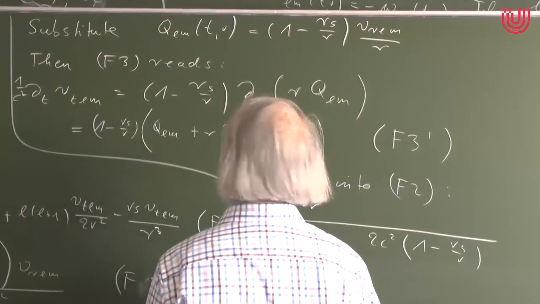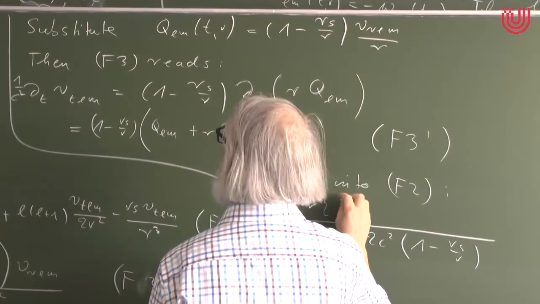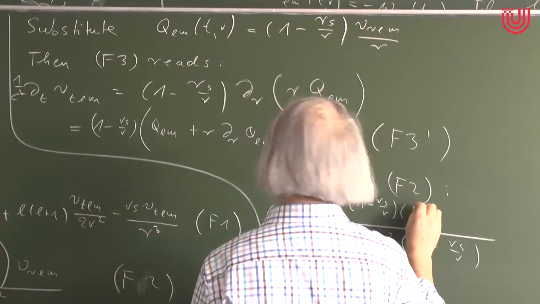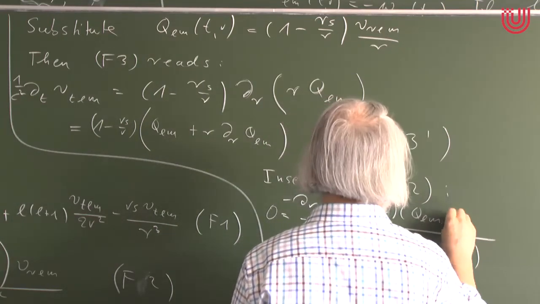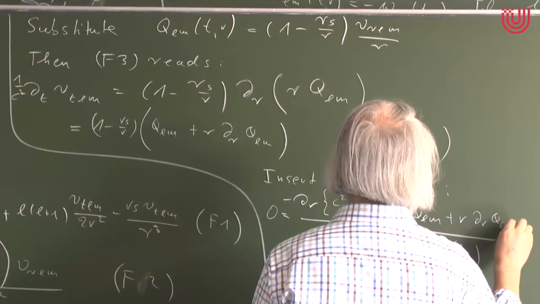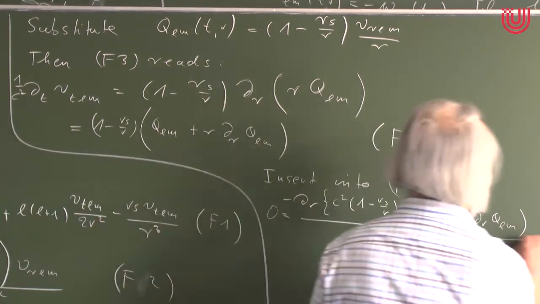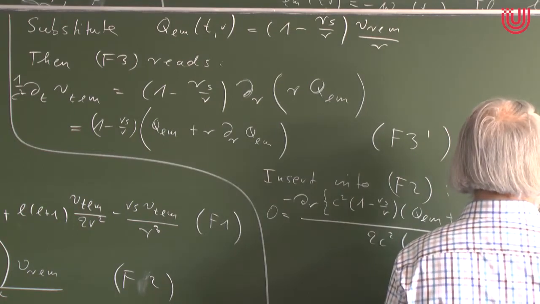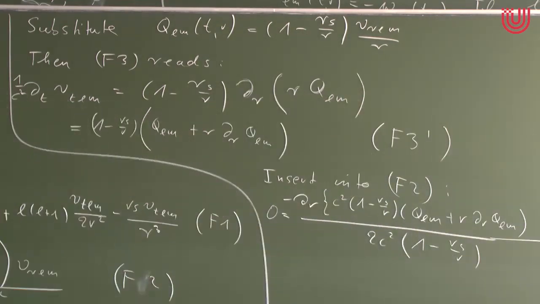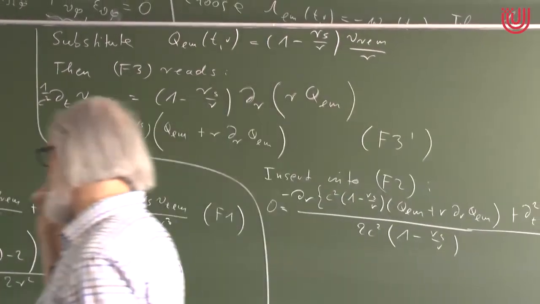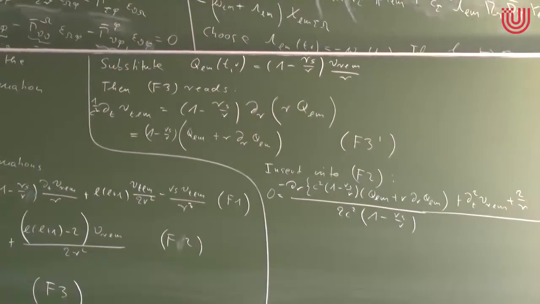So I have a minus sign here, dr of c squared, 1 minus rs over r, QLM, plus r dr QLM. That's the first term. The second term I just copy. It's a plus second derivative VRLM. And the last term, minus times minus, is plus 2 over r, first time derivative of V.